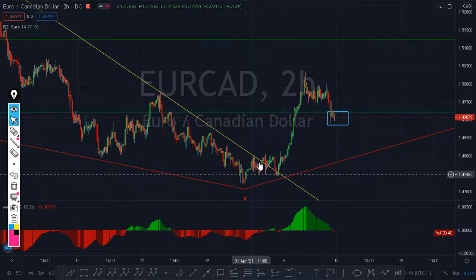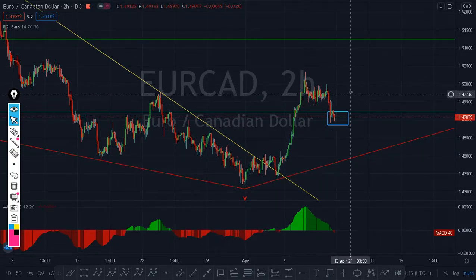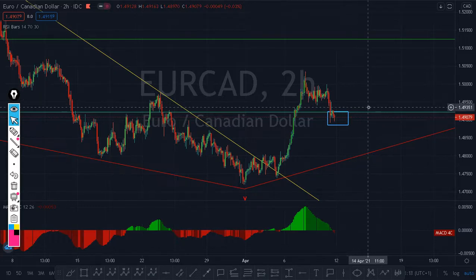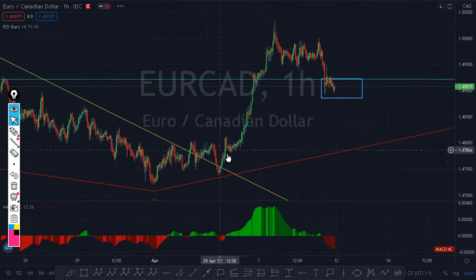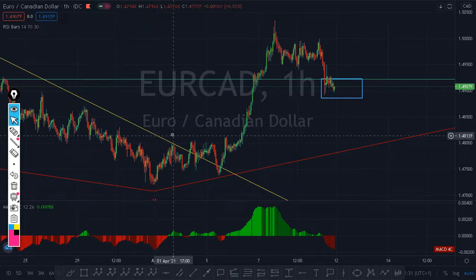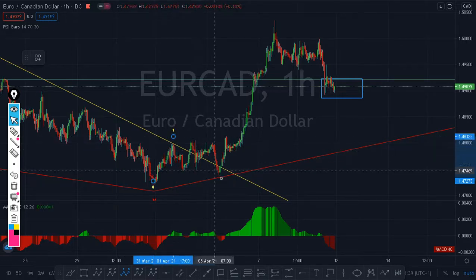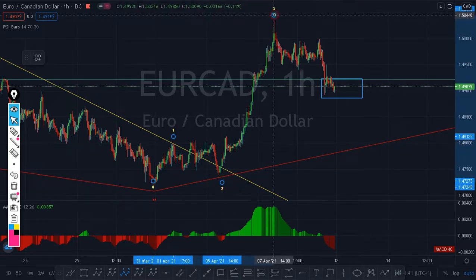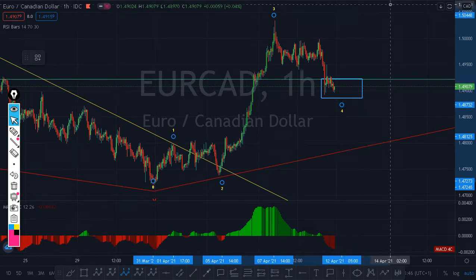In 2 hours, we can now label this chart because it can be labeled by now. But let me go to 1 hour because 1 hour and 2 hours sometimes give the same view. Okay, now I can say that this is 0, 1, 2, 3, 4, and we are looking for 5.